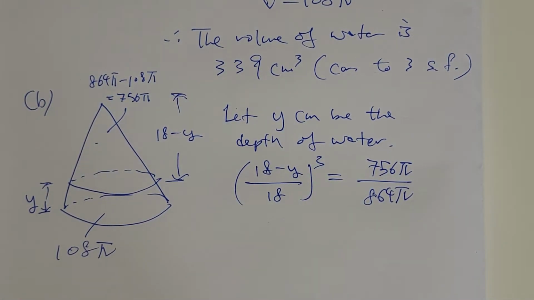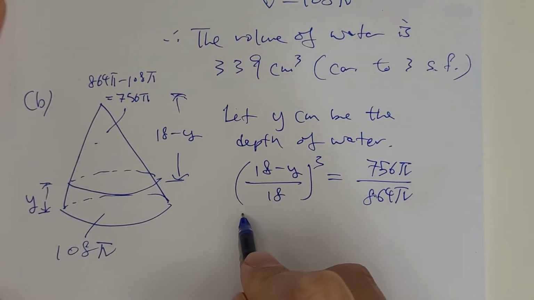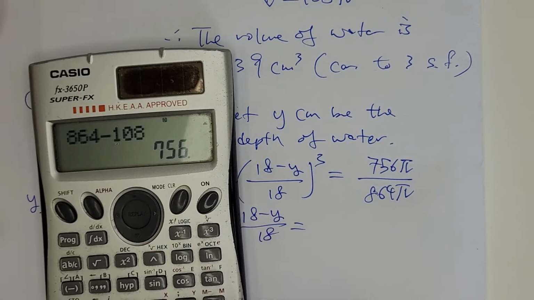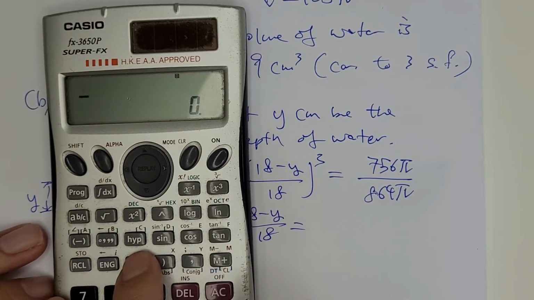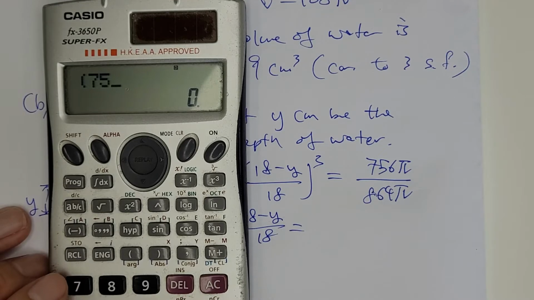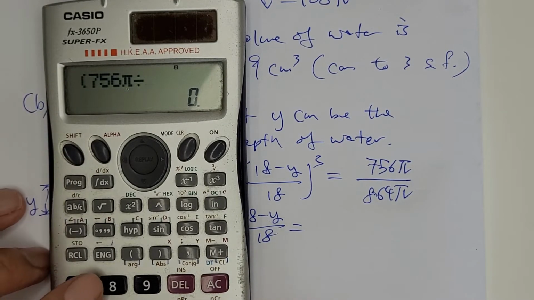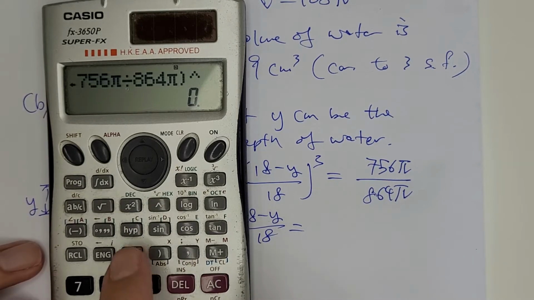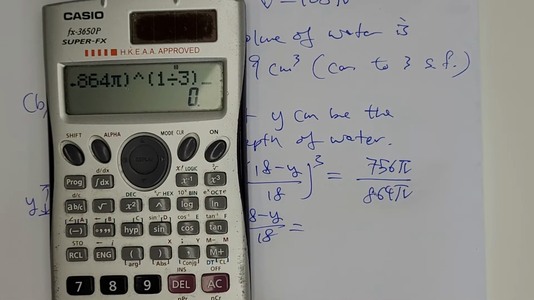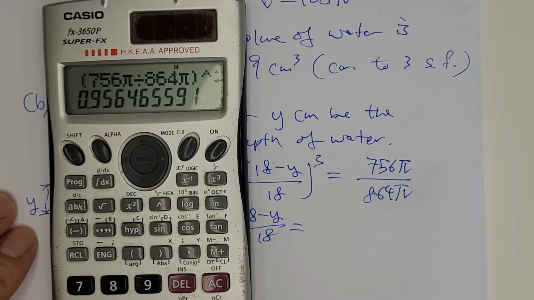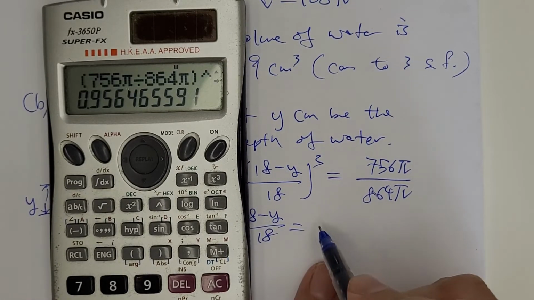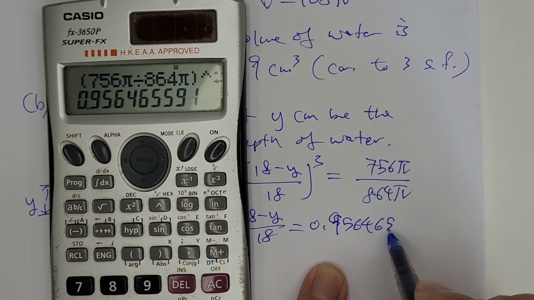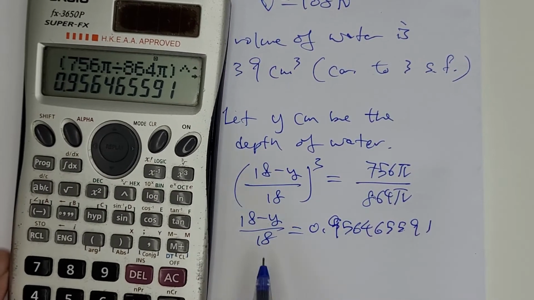Alright, and how do we simplify this? Here 18 minus y over 18 can be written as like this. Start a bracket, 756 pi divided by 864 pi, close bracket, and then shift 1/3. You take the cube root, enter. Then you will get 0.956465591. So multiply 18 to it.